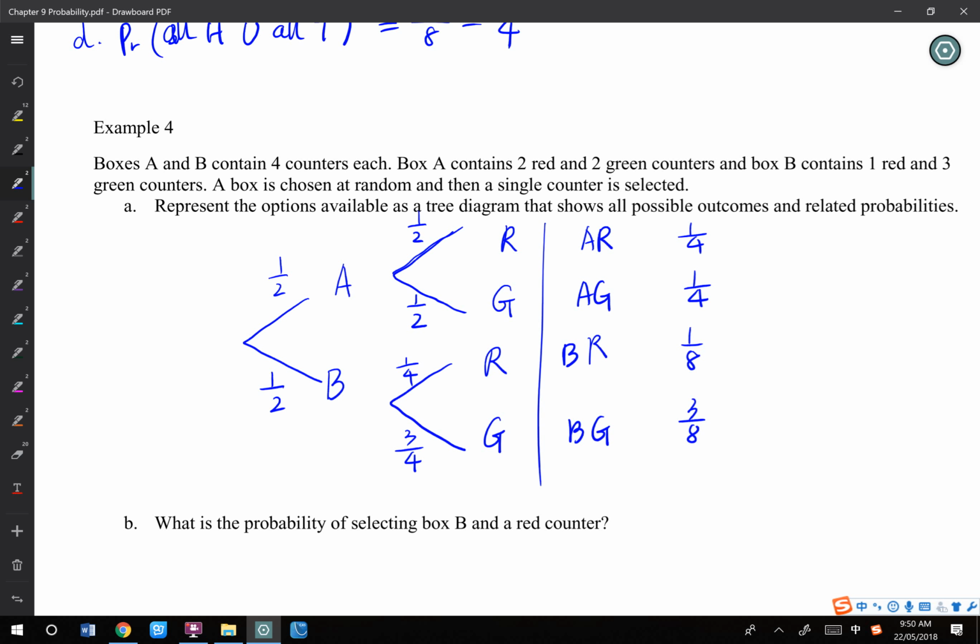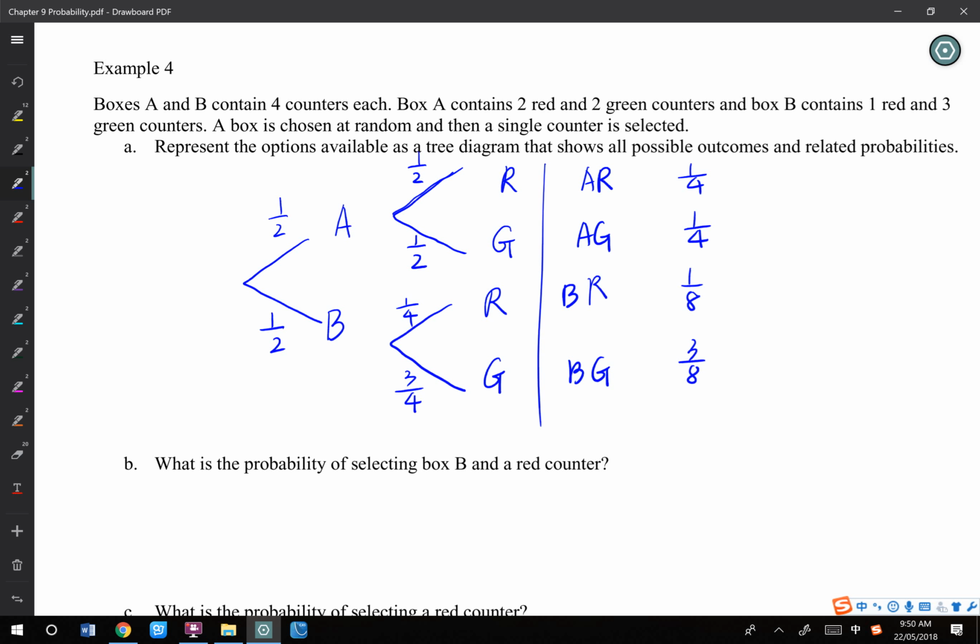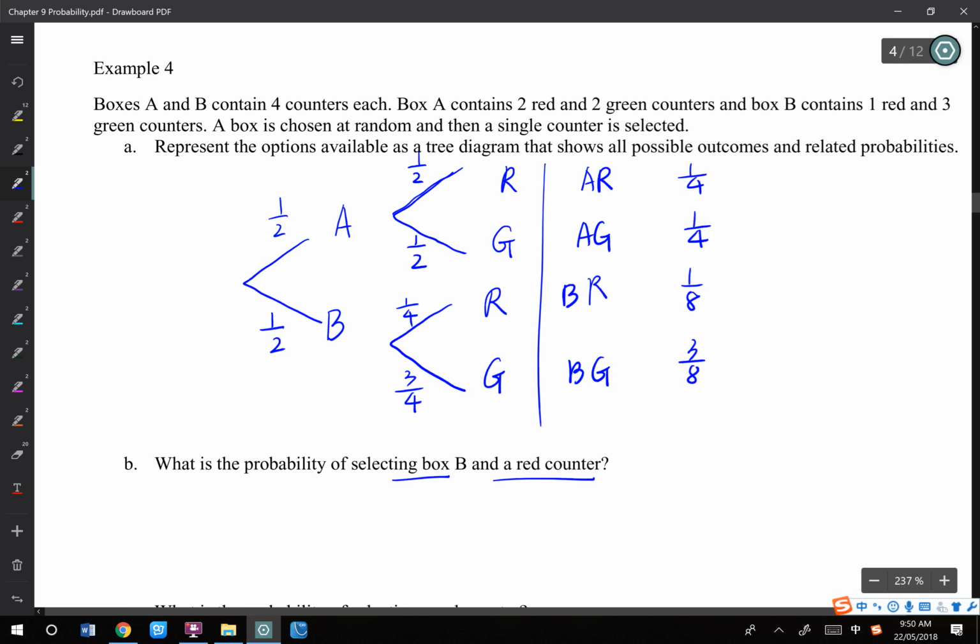So what's the probability of selecting box B and a red? That's the probability of B comma red. So select B and the red. That will give me 1 on 8.